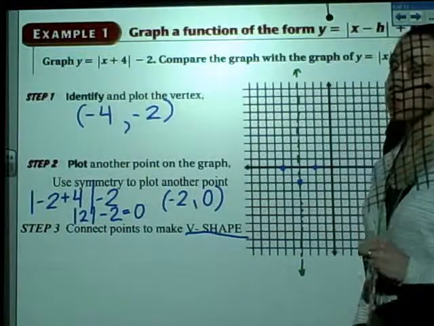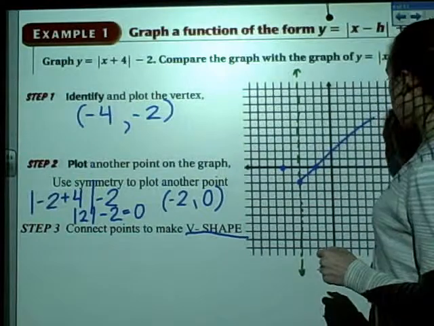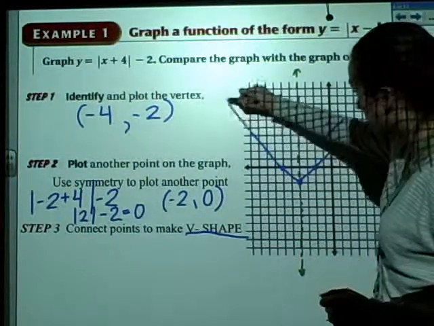A lot of people confuse this with parabolas, and I see U's. No U's, always going to be V's.